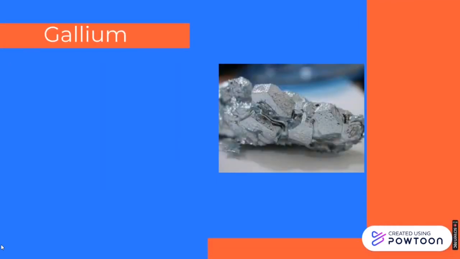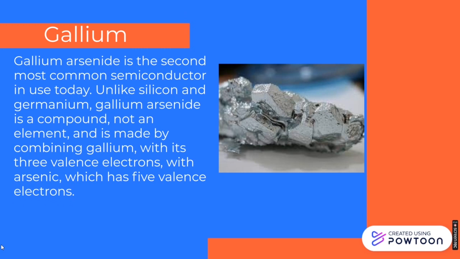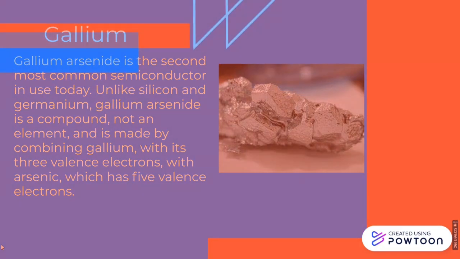And the last material is gallium. Gallium arsenide is the second most common semiconductor used today. Unlike silicon and germanium, gallium arsenide is a compound, not an element, and it is made by combining gallium, with its 3 valence electrons, with arsenide, which has 5 valence electrons.